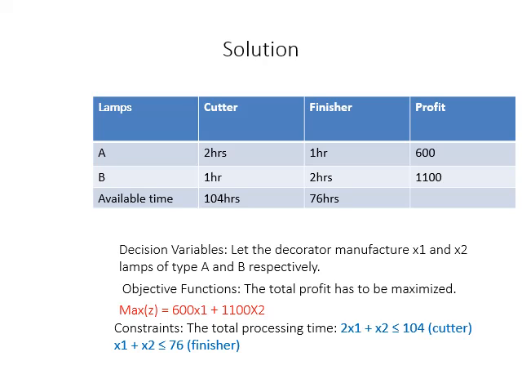Now our objective function: max Z equals 600 X1 plus 1100 X2. The constraints are 2 X1 plus 1 X2 less or equal 104. The next constraint is 1 X1 plus 2 X2 less or equal 76 hours. Since we have two decision variables, the non-negativity condition is x1, x2 more or equal 0.